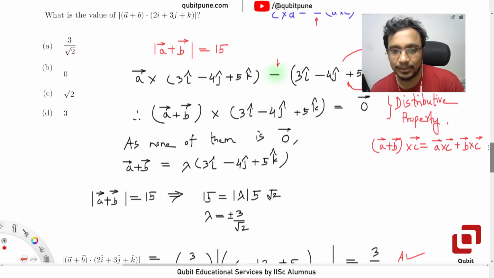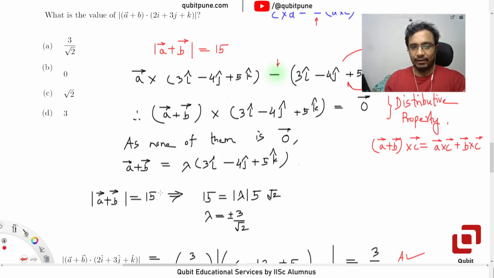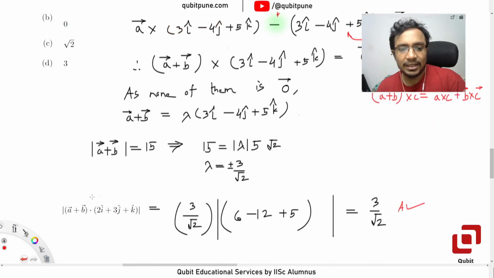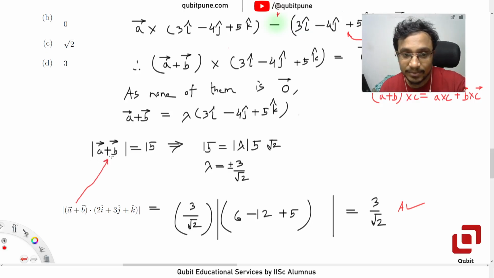Right? The vectors must be collinear, and the feature of collinearity is that one vector can be written as a scalar multiple of the other. And that's it. What did I do then? I found the magnitude on LHS, I found the magnitude of the RHS, found the value of lambda. Plus or minus 3/√2 comes if you use the modulus. And then I took a bar plus b bar's dot product with this vector. Mind you, you might ask, how did I know a bar plus b bar? A bar plus b bar can be easily known because it is already a scalar multiple of this.